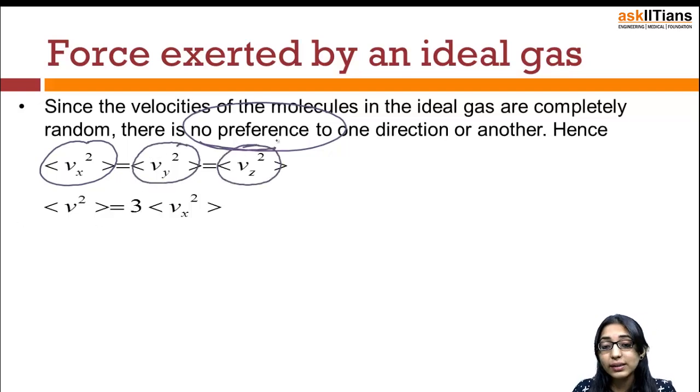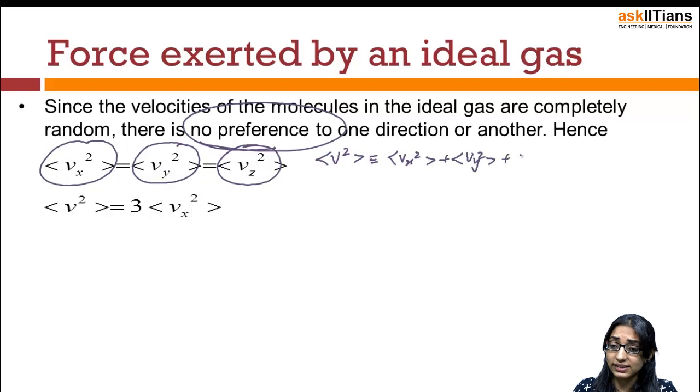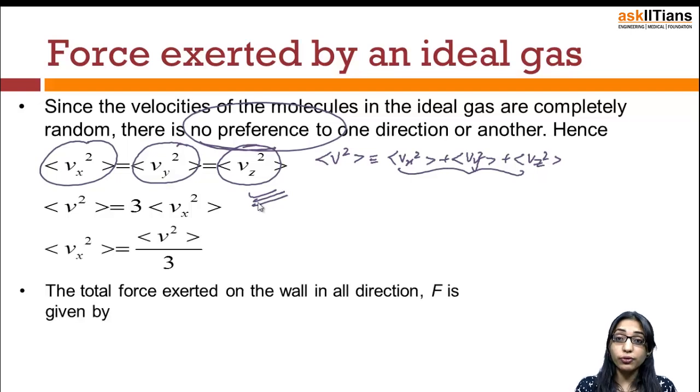So, I can very simply equate, since v square was nothing but Vx square plus Vy square plus Vz square, and since these three are equal in numbers, I can say this comes out to be 3Vx square. That means if I am asked to find the value of average velocity square only in x direction, I can correlate it to this value.